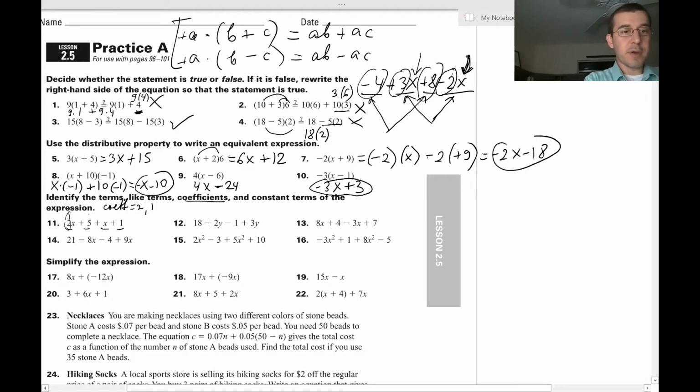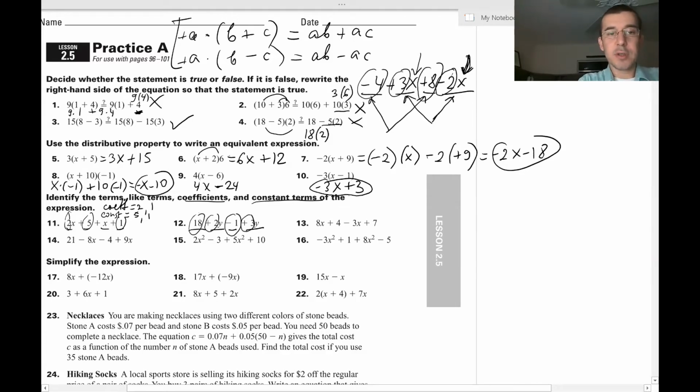Constant terms, 5 and 1. So constant terms are 5 and 1. And that's it. Okay, for number 12, what are the terms? 18 plus 2y minus 1 plus 3y. Those are the terms. The coefficients are plus 2 and plus 3. The coefficients are the numbers before the variable part of the term. And constant terms, 18 and minus 1.